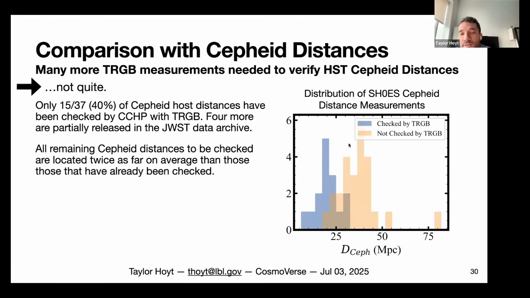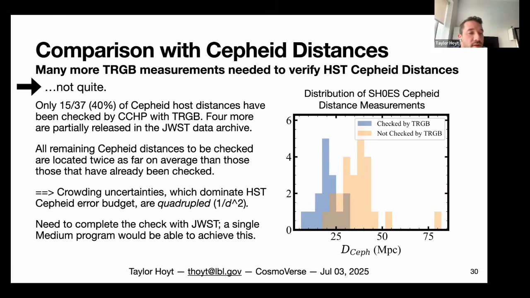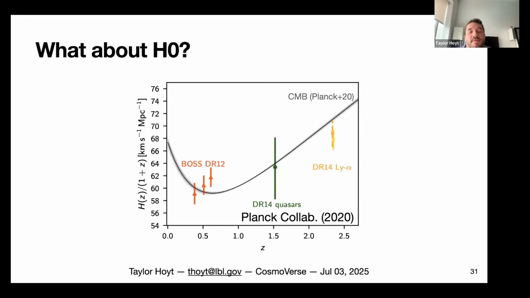So the blue histogram shows the distribution of distances of the Cepheid hosts that have been checked with TRGB, which I showed in the previous plot. And the orange histogram shows the Cepheid hosts that have not been checked by TRGB. You can see they lie at significantly greater distances. And of course, that means crowding uncertainties will increase considerably as 1 over d squared. So we need to complete this check with JWST. A single medium program would be able to achieve this. So I say, let's do it.